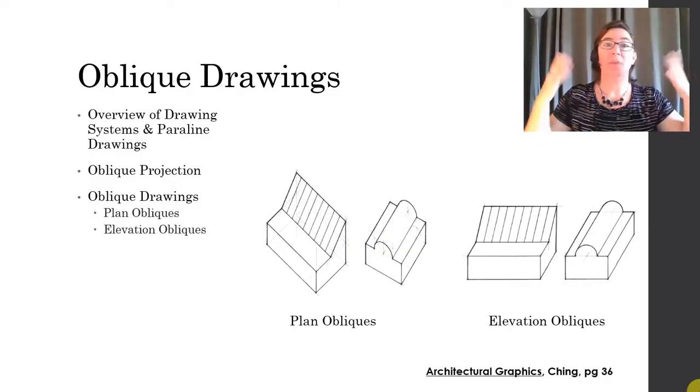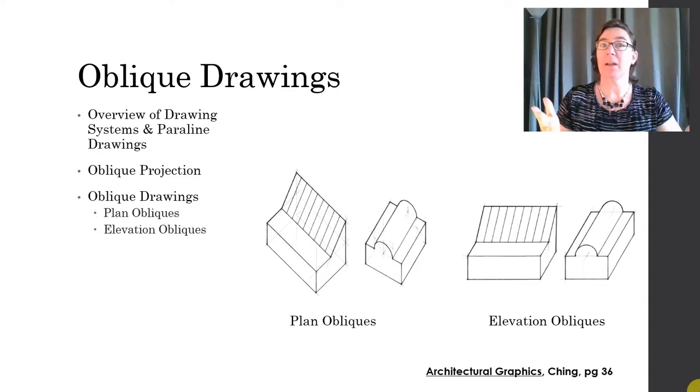So we've been studying drawing systems in general and paraline drawings. Today, the oblique drawings are one type of those paraline drawings. We'll talk about the oblique projection theory, and then go on to talk about the two primary methods of drawing oblique drawings in architecture, which are plan obliques and elevation obliques.